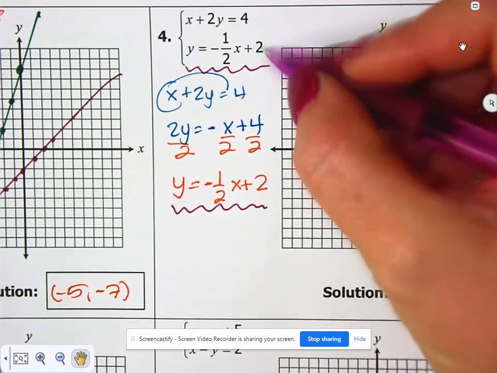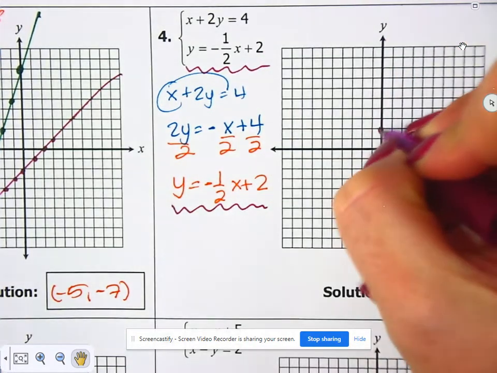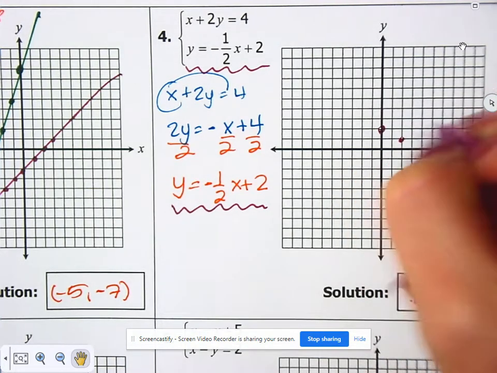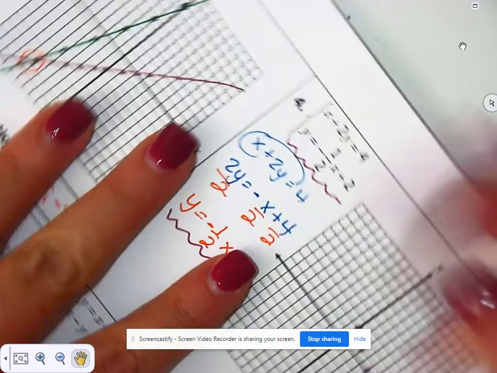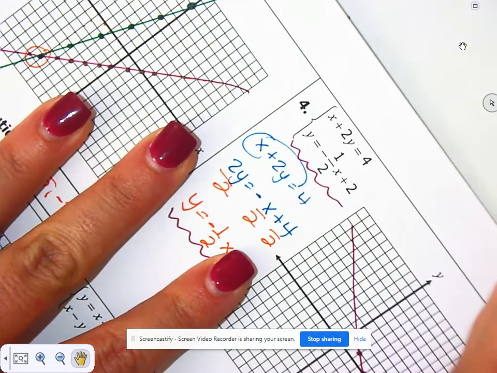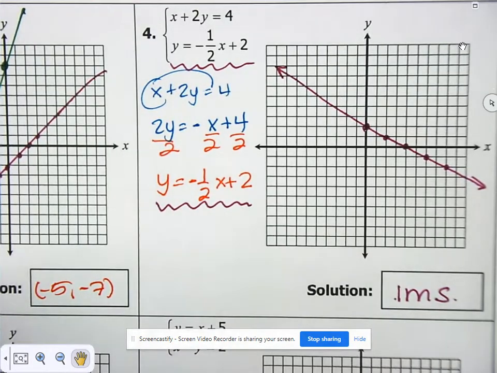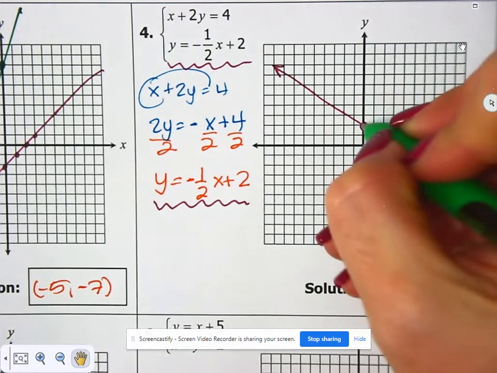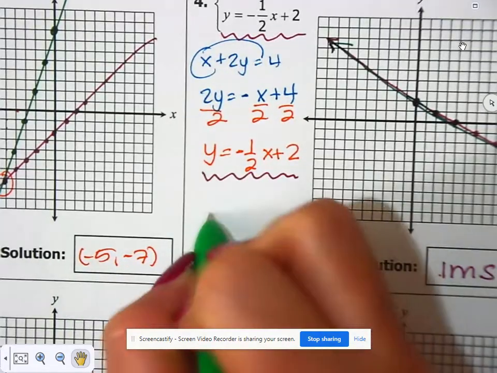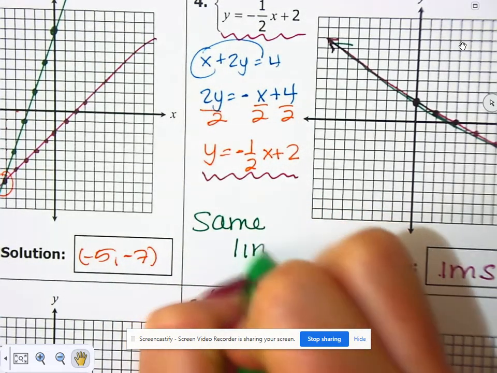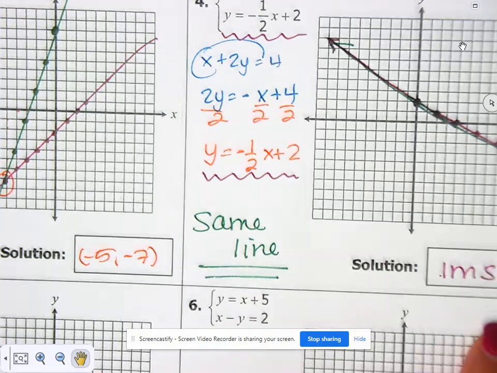So we're going to start with this one right here at up 2, and I'm going to go down 1 and right 2. Okay, and then I would connect my dots. I'm getting brave without my straight edge. Okay, and then I would do the same thing here. And then you're going to notice that these two lines are in fact one on top of the other, so they are the same line. Therefore, it was infinitely many solutions.